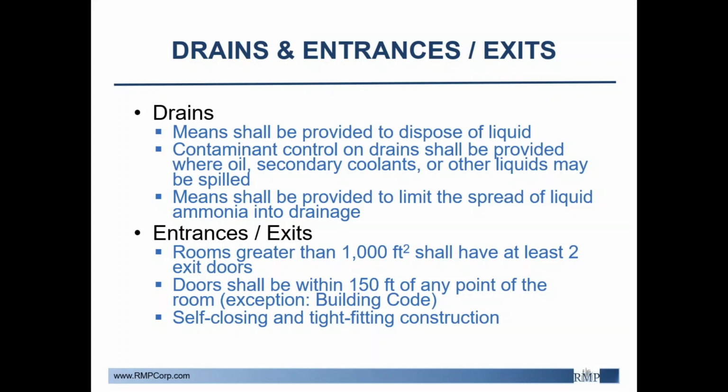And as far as entrance and exits, we talked about that, having panic hardware, having 2 exit doors when you have a room larger than 1,000 square feet. Perhaps with your access to the room, 2 entrances and exits makes sense from an accessibility standpoint, even if you have rooms smaller than that. Again, these are minimum standards. And also that building code comes into play too. So if you have a fire or a building code that is more stringent than these requirements, then you need to follow those.